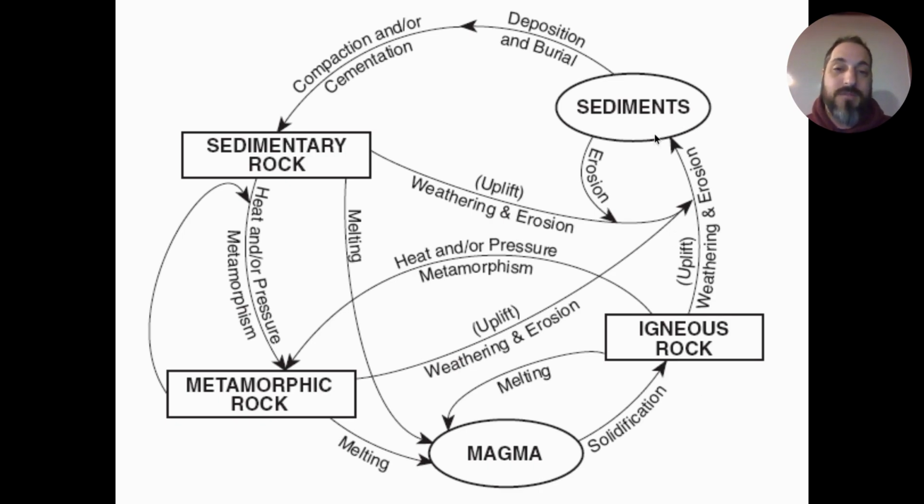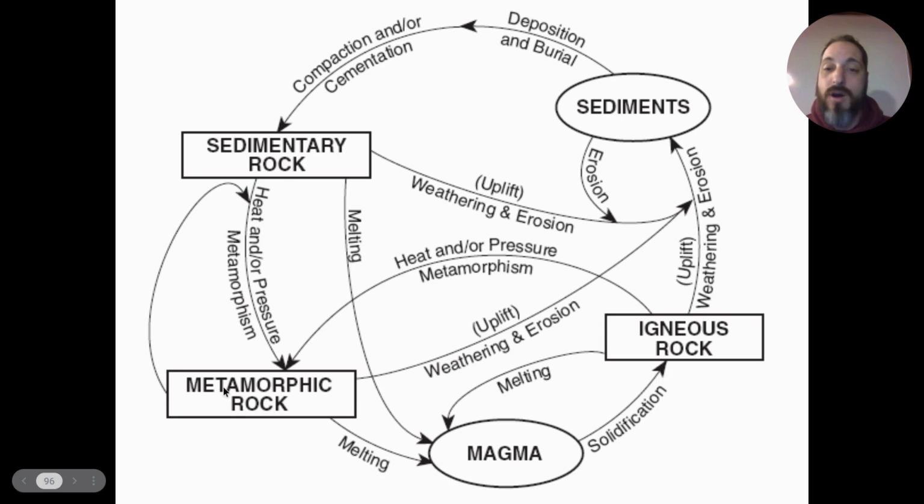Now sediments. All the arrows pointing towards sediments are saying weathering and erosion. So remember, weathering is the breaking down of rock, and erosion is the moving of that rock to somewhere else. Those sediments are then deposited and buried, and due to that pressure, they become compacted, cemented, and turned into a sedimentary rock.